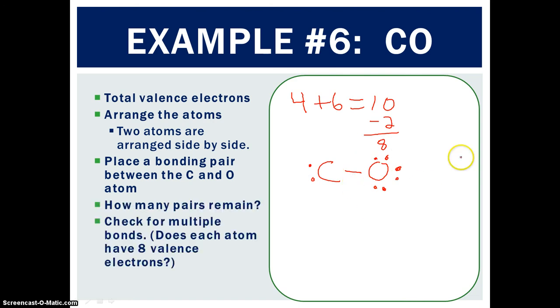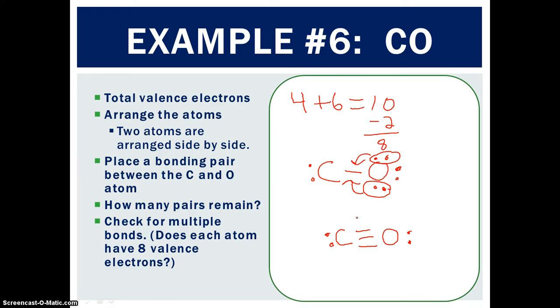Oxygen is good. It has 8 around it, but this carbon only has 4. It needs 2 more pairs of electrons. So oxygen needs to share 1, 2 pairs of electrons. So it's carbon triple bonded, 3 shared pairs of electrons to oxygen, and each of them has 1 set of unbonded electrons. 2, 4, 6, 8, 2, 4, 6, 8. They are sharing a total of 6 electrons.